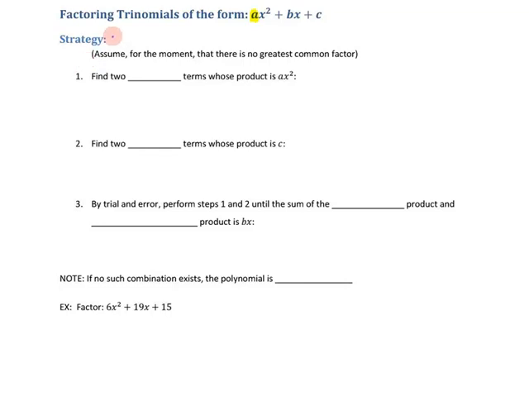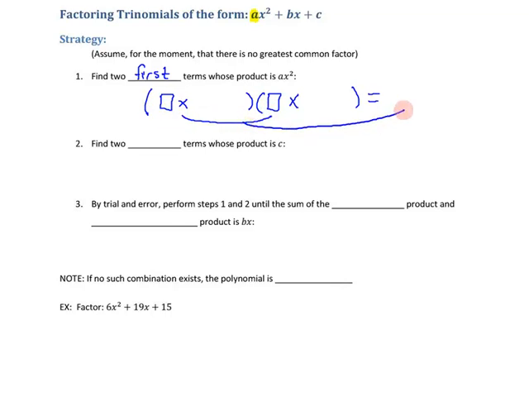Let's assume for the moment that there is no greatest common factor, because if there is, we'll pull it out. And so there's nothing in common to all three of these terms right now. What you're going to do is find two first terms whose product is ax squared, something x times something x, that together is going to give me the ax squared part of my answer.